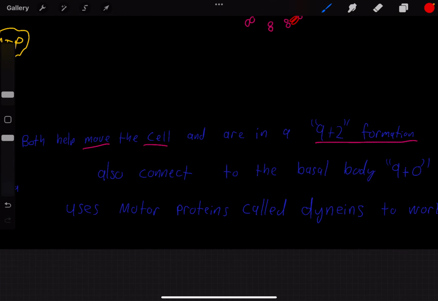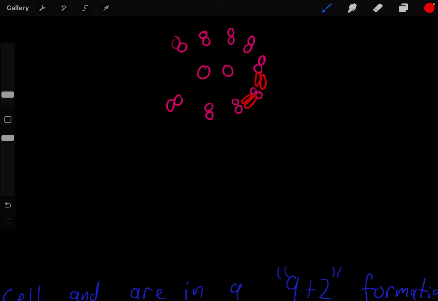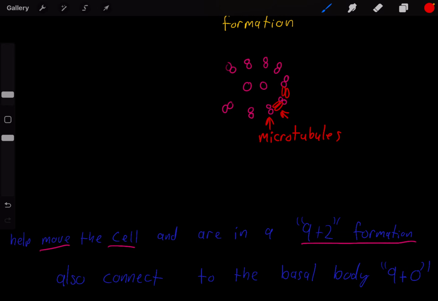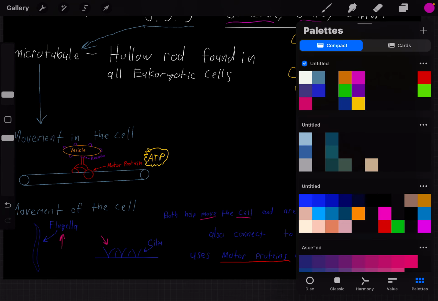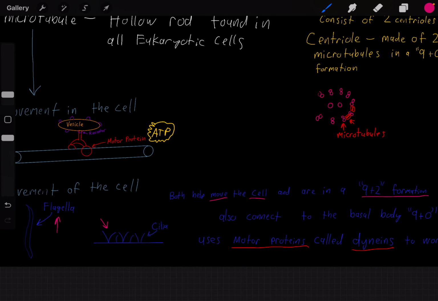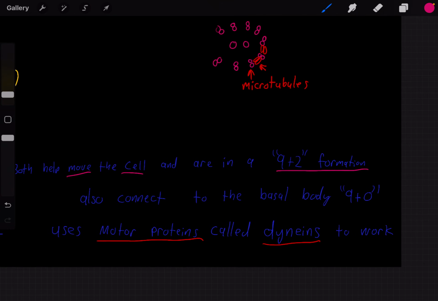So I talked about it here. It uses motor proteins called dyneins to work. So these would be considered the dyneins, and they'll walk across these microtubules. So these are microtubules, those pink things; the formation is formed by microtubules. So the flagella and cilia are made out of a 9-2 formation of microtubules, and they use motor proteins to move. They also connect to the basal body.